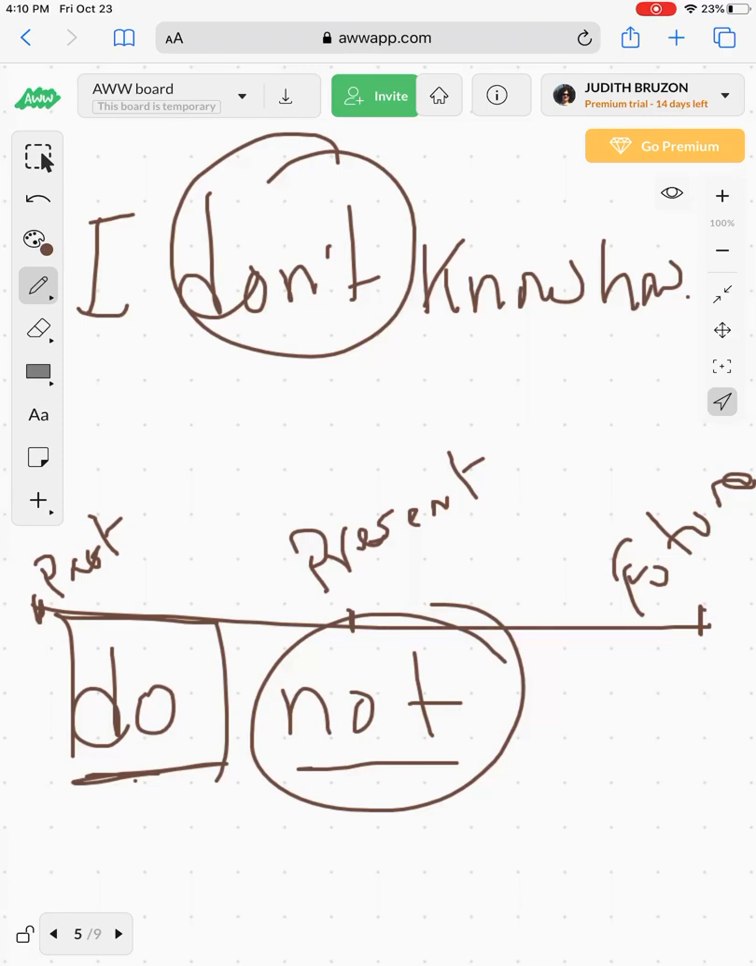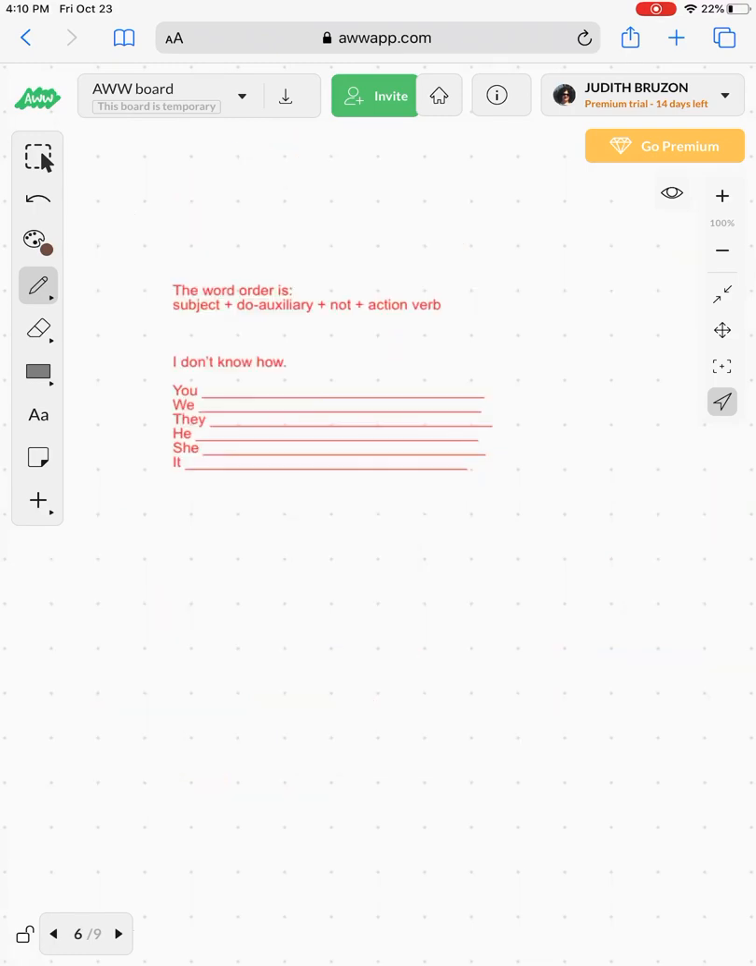Okay? Now, I want you to look at this word again. I want you to go ahead and look at this one over here. So I have a formula for you, the word order for the sentences: subject, auxiliary, not, and action verb. So we have it all here. I don't know how, right? So now what I want you to do is use different subjects to write the same sentence. Okay? So pause the video and use the same sentence frame but changing the subject.